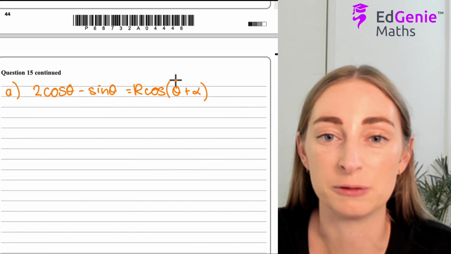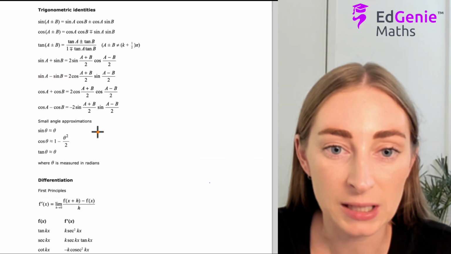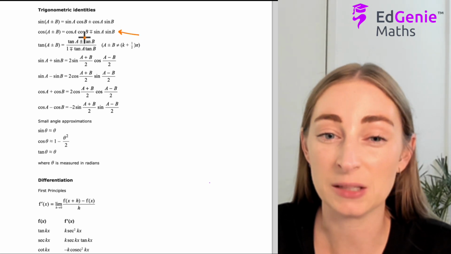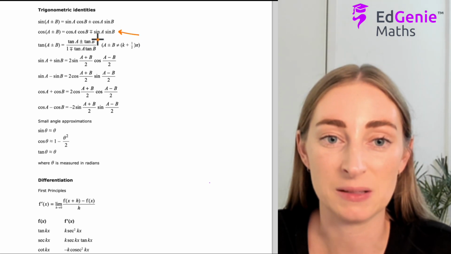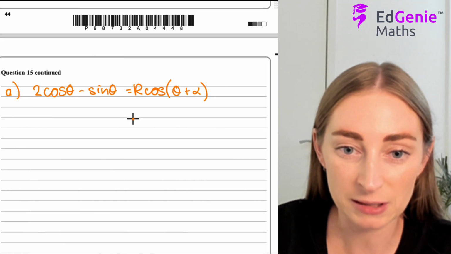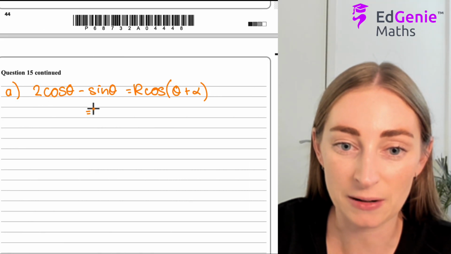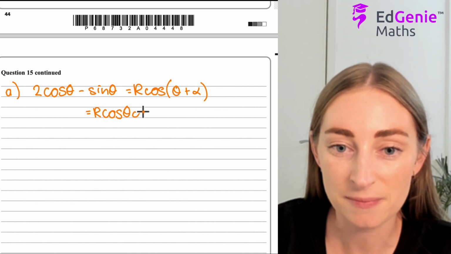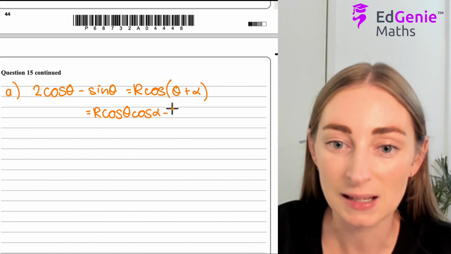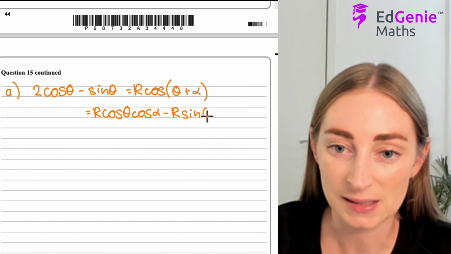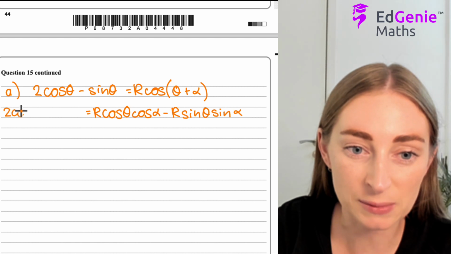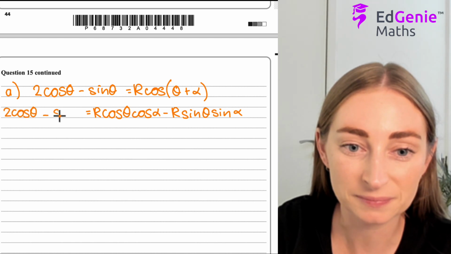So the first thing we want to do is look in our formula booklet to see our double angle rule, which is over here. So it's cos A, cos B, and then it's going to be minus sine A, sine B. So we can rewrite that as R cos A, cos B, minus sine A, sine B. Okay, so let me just write this as well so we can see what we're doing.